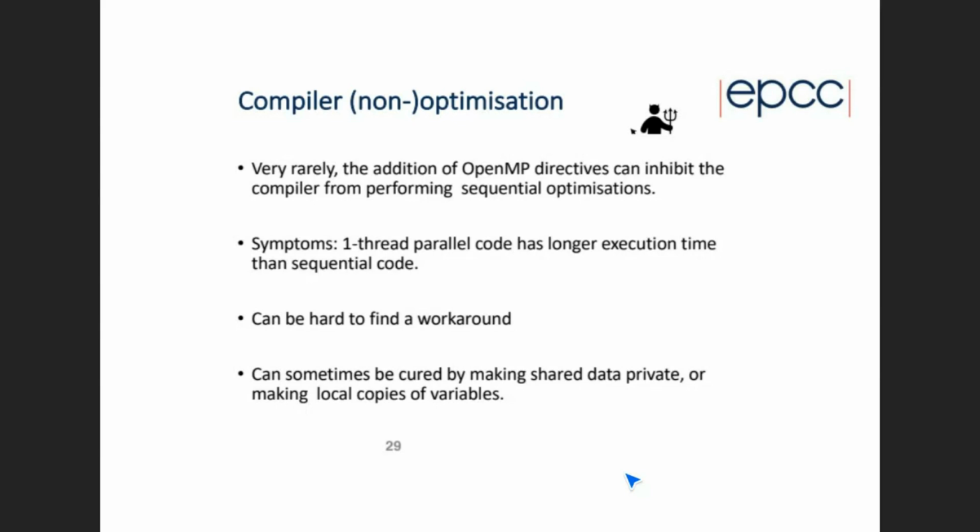What can you do? It's just weird stuff. Just be aware that if you see that kind of thing going on, if adding OpenMP suddenly makes your sequential code go a lot slower for some reason, then this is most likely what's gone wrong. But it can be pretty hard to figure out why.